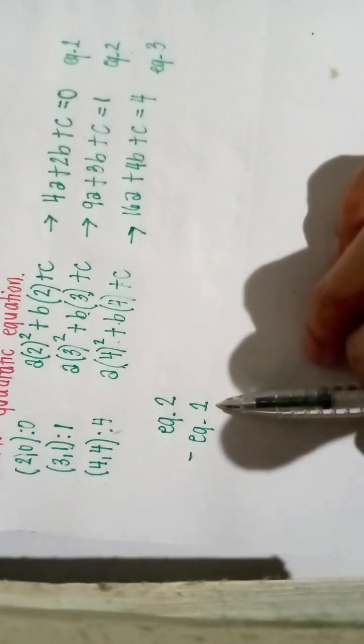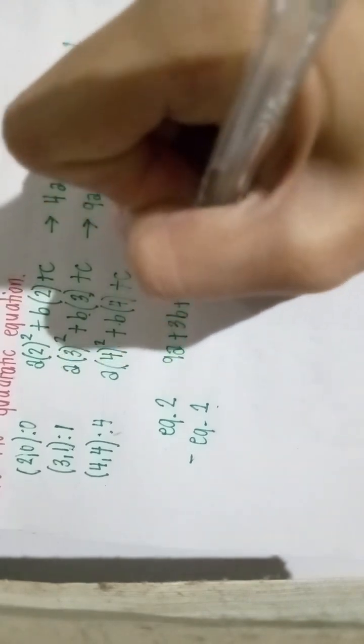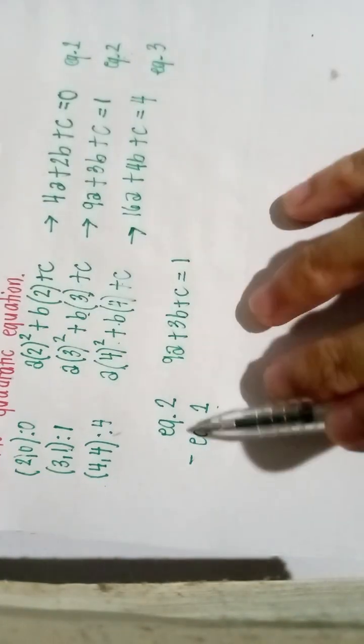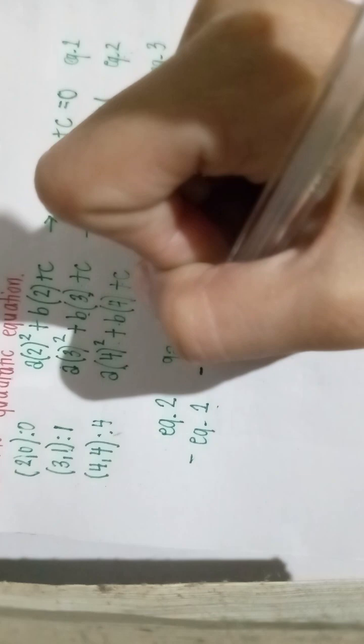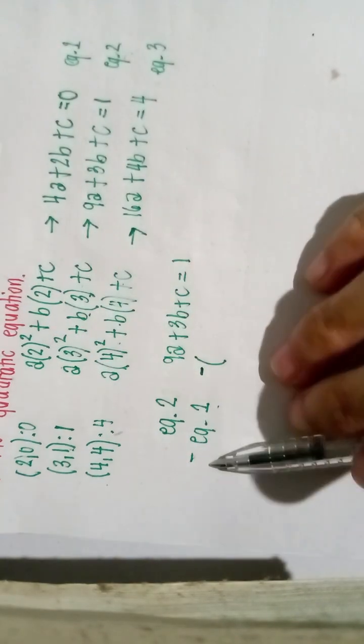Equation 2 minus equation 1. Our equation 2 is here. We have 9a plus 3b plus c equals 1. Now, equation 2 minus equation 1, put parentheses because it is a minus.